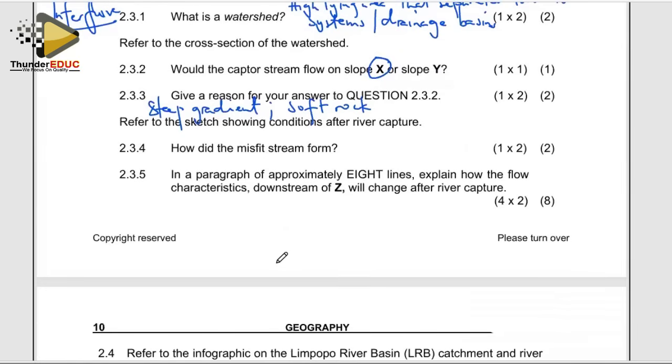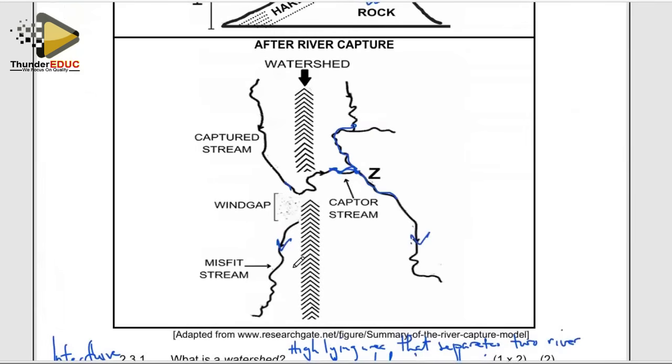Refer to the sketch showing the conditions after river capture. How did the misfit stream form? The misfit is this one here. It's a misfit from its original. The original supply of water was there, but it's cut here. There's now a wind gap in between. So how did this form?